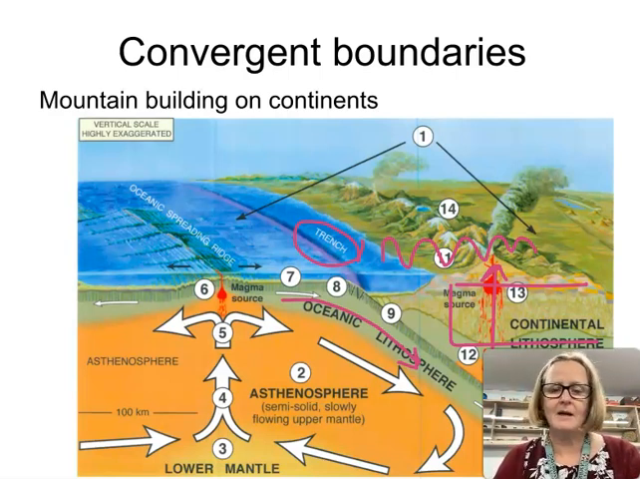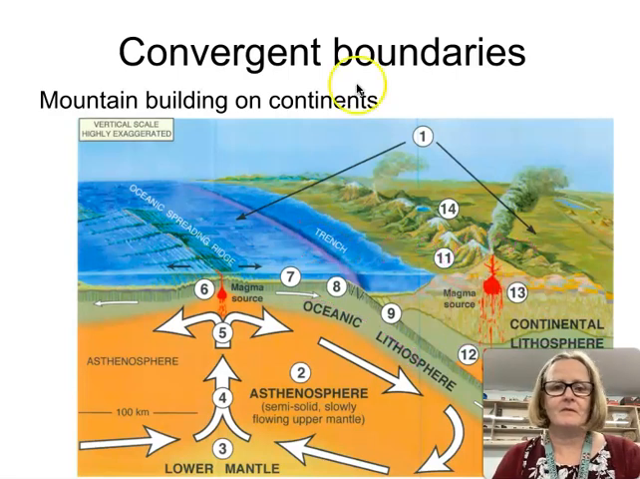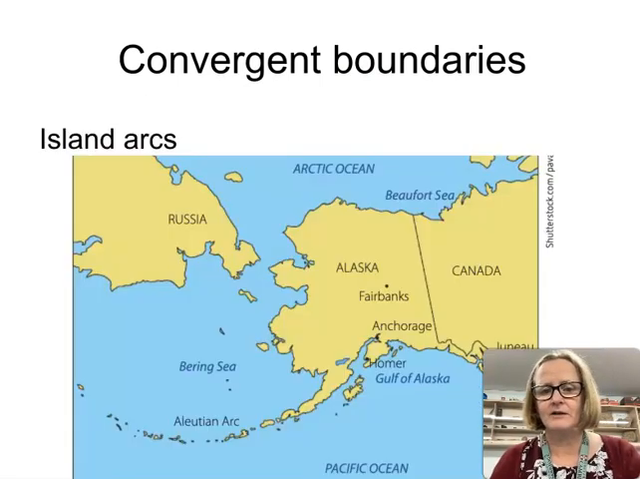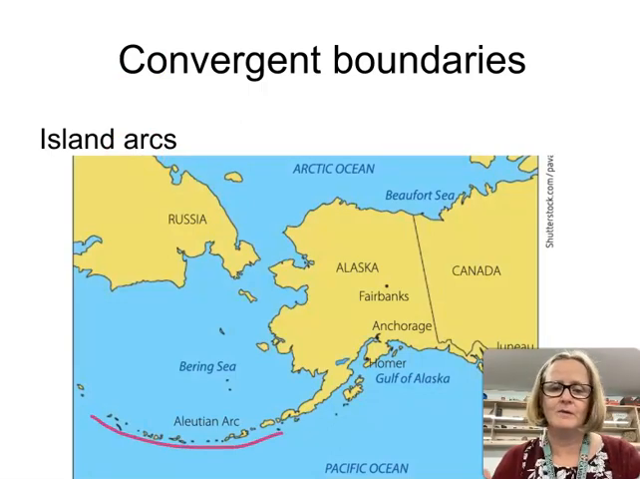The other thing that can happen is we can get little arcs of islands forming. So there's a convergent boundary here, and we've got little arcs of islands forming where the volcanoes are erupting.